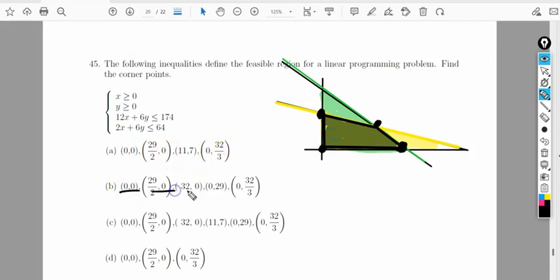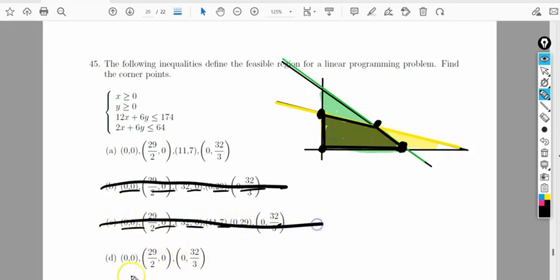This has 1, 2, 3, 4, 5 corner points. Our figure does not have 5 corner points. This has 1, 2, 3, 4, 5, 6 corner points. Can't be that one. This has 1, 2, 3 corner points. So we did not have to find the corner points because of this. The only thing it can be is A.